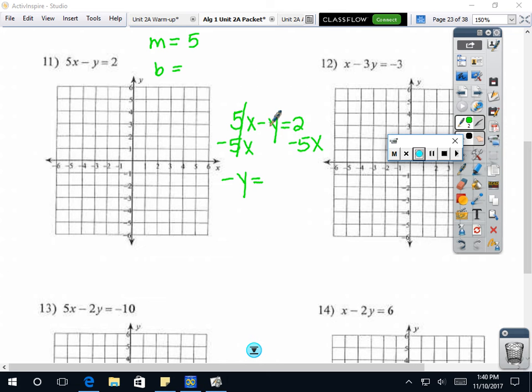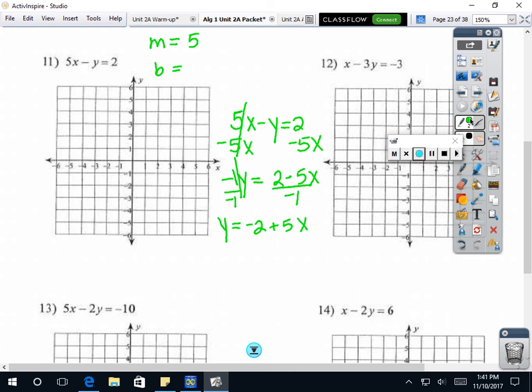Okay, so we have negative y, and on the right we have a 2 minus 5x. Do we now have y by itself? No, that's a negative 1 being multiplied by the y. So now what do we need to do? Divide by negative 1 on both sides. So now look, we have y equals 2 divided by negative 1 is negative 2. Negative 5x divided by negative 1 is positive 5x.